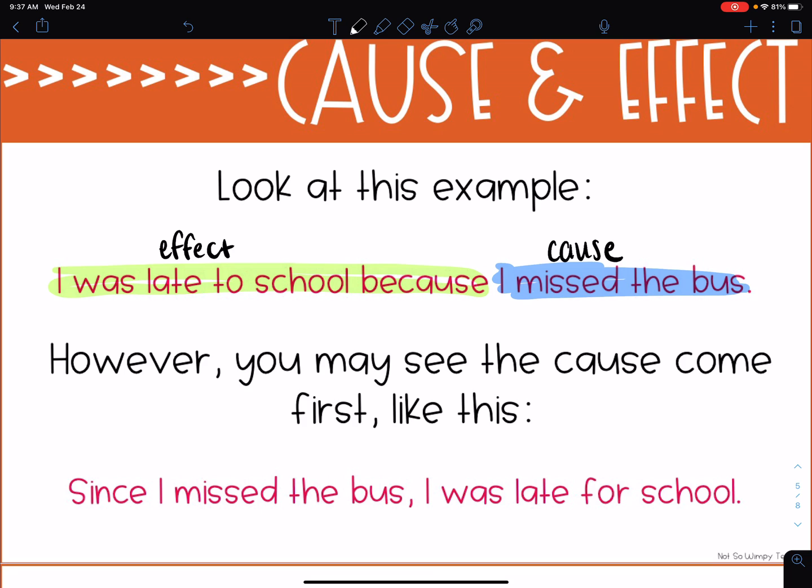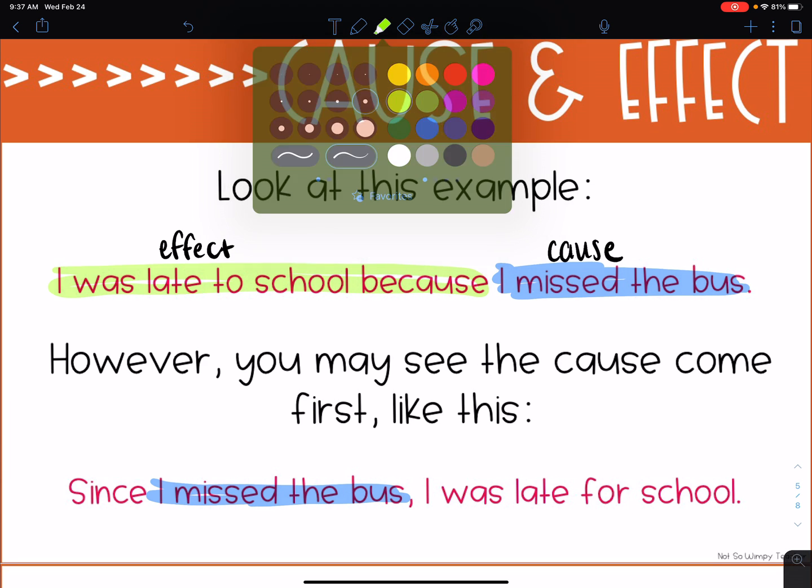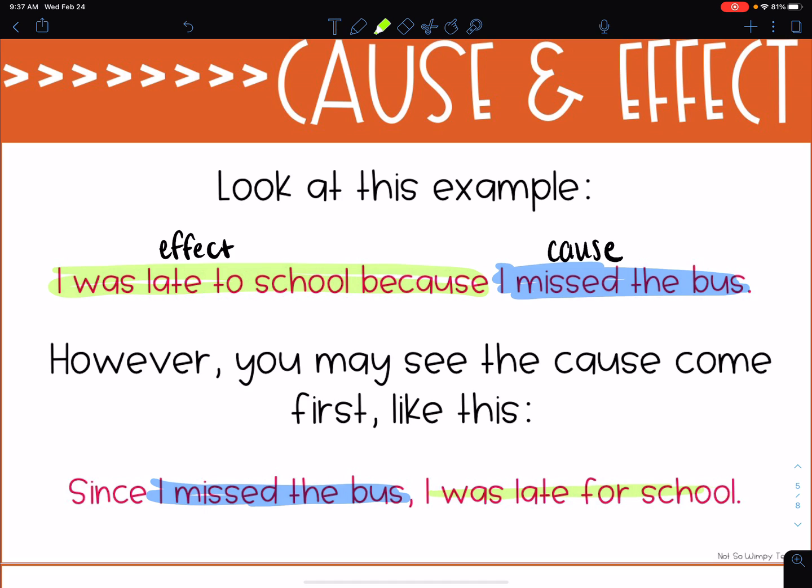But sometimes when we're reading, we might see a cause come first. In this sentence, our cause is up at the beginning: I missed the bus. So the effect is that I was late for school. Remember, this is the cause, and sometimes it comes first and the effect will then come second.